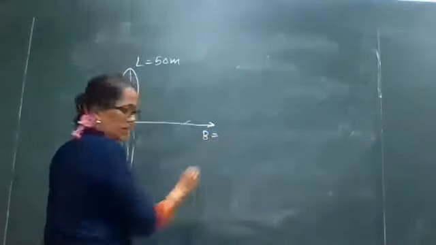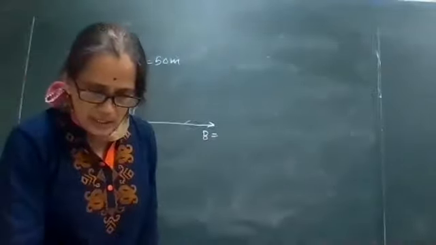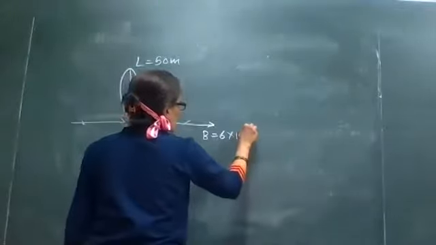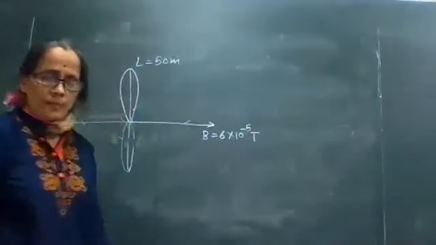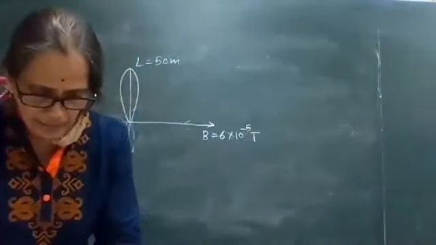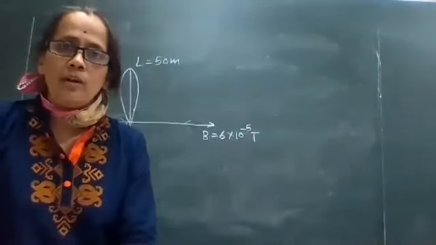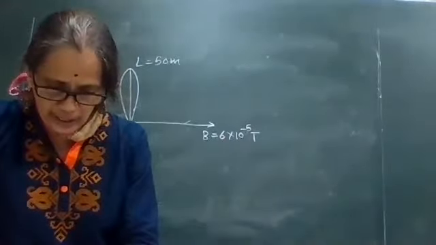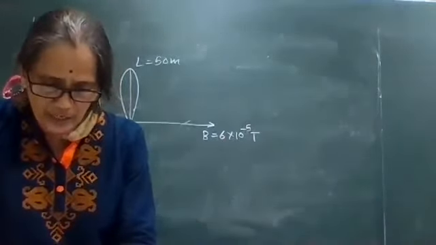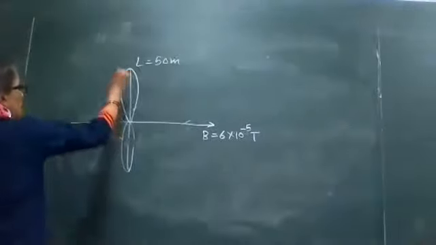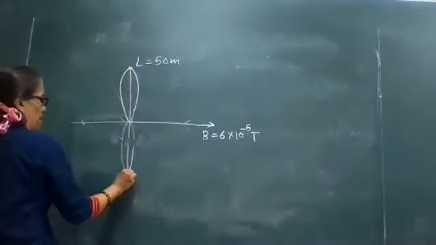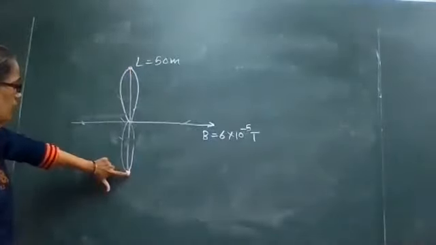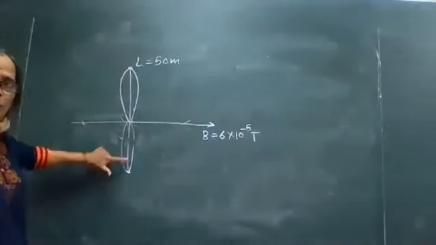You are given that the Earth's magnetic field value is 6 into 10 raised to minus 5 Tesla. Okay. Then the speed is given as 400 meters per second. Calculate the EMF generated between the tips of the wings of the aircraft. Tips of the wings. You have to calculate the EMF at the tips of the wings, which means at the end of the rod.